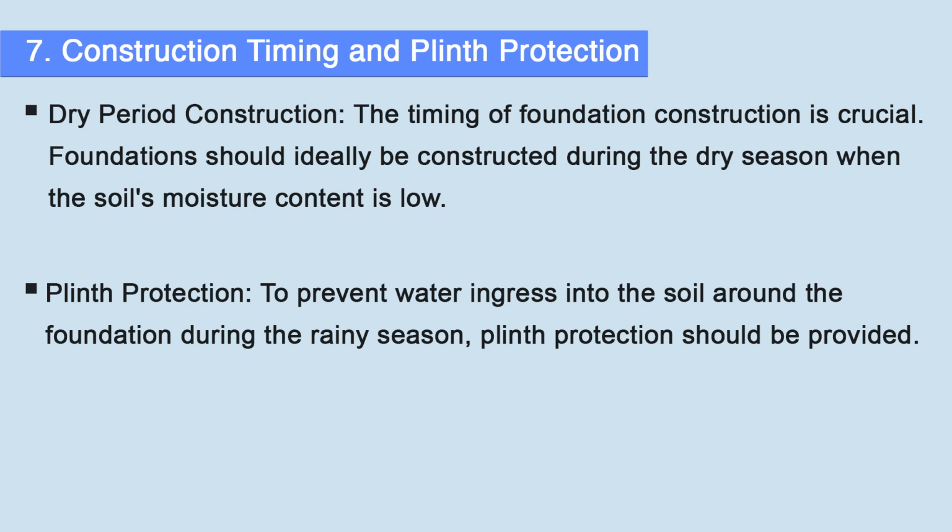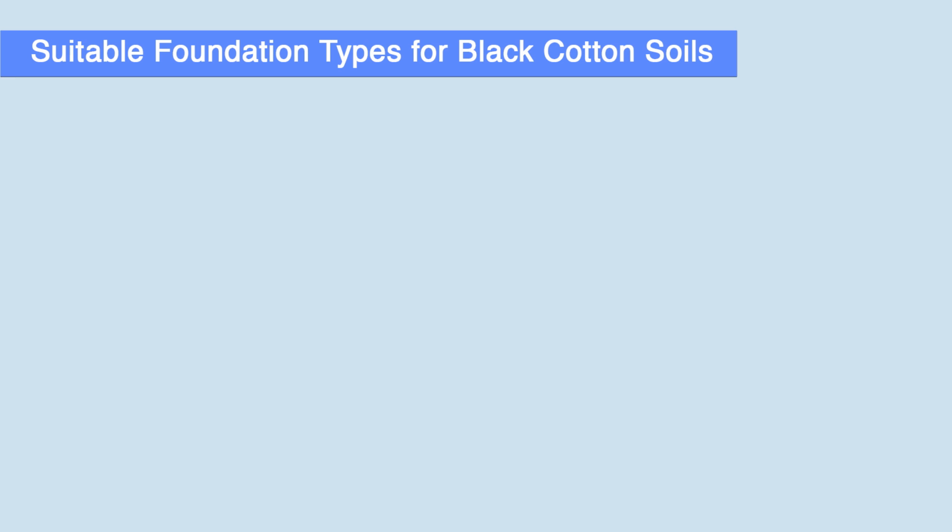Then the next is plinth protection. To prevent water ingress into the soil around the foundation during the rainy season, plinth protection should be provided. This involves creating a slope around the external walls to direct water away from the foundation. By preventing water from accumulating near the foundation, the risk of swelling and subsequent foundation movement is minimized.